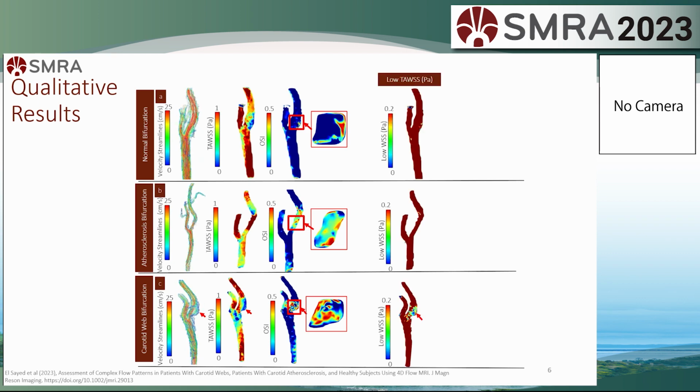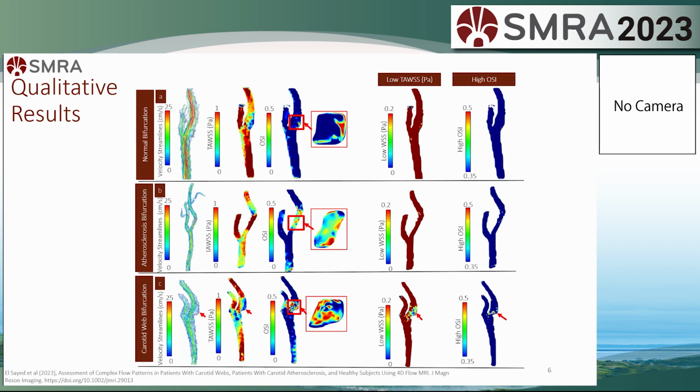Then I came up with this threshold where I combined all my results from my segmentation, from my ROI, and I chose the lowest 10% as a threshold for the low time average wall shear stress, and the highest 10% for the OSI. That's how I quantify, that's how I found my region of complex blood flow.